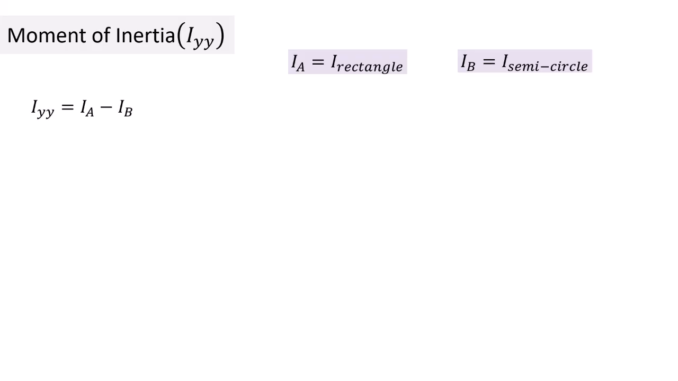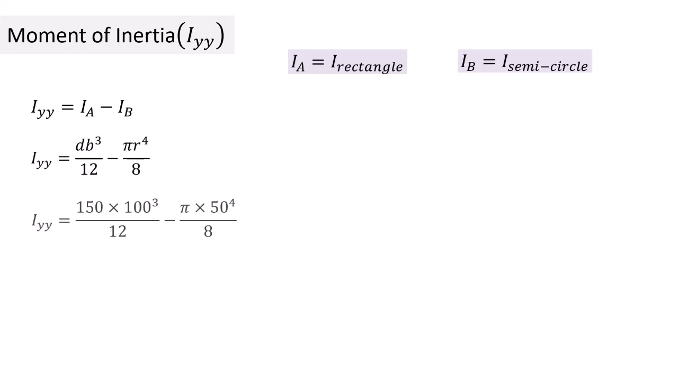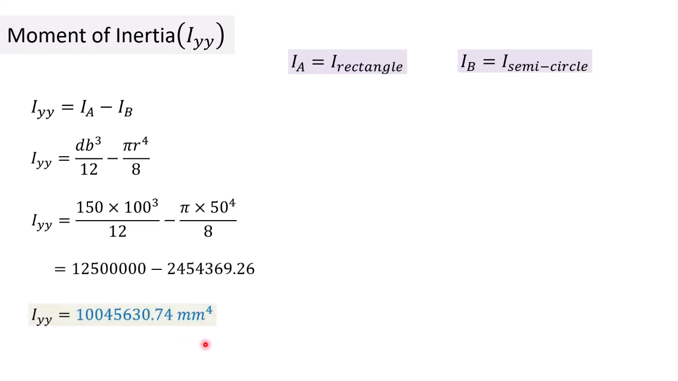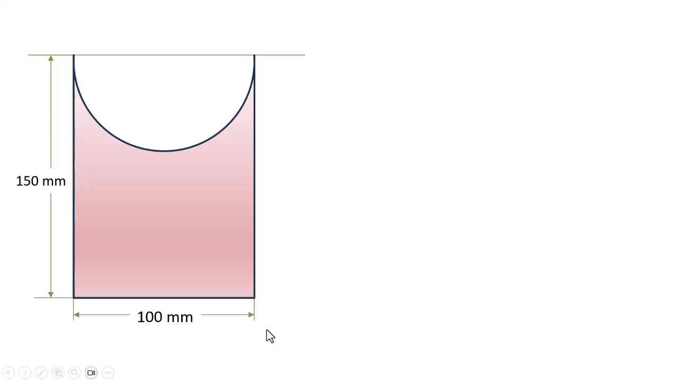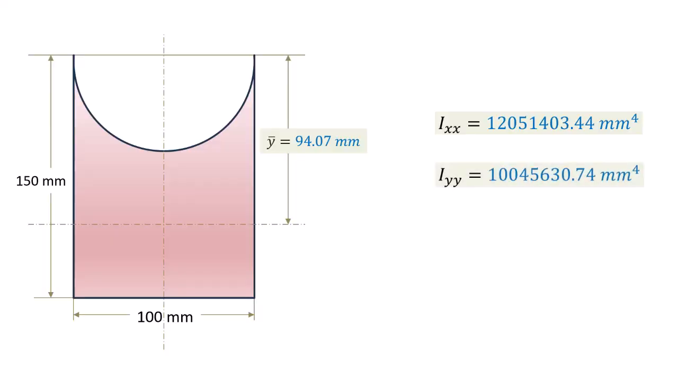Next, the moment of inertia about the y-axis is calculated here. We use the direct formula because the given section is symmetric about the vertical axis. After solving all steps, we come to this solution. After completing all the calculations, we get these final answers and this completes the problem.